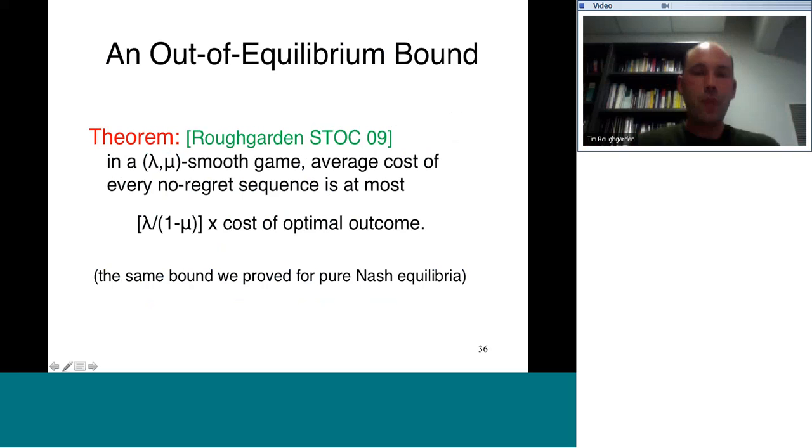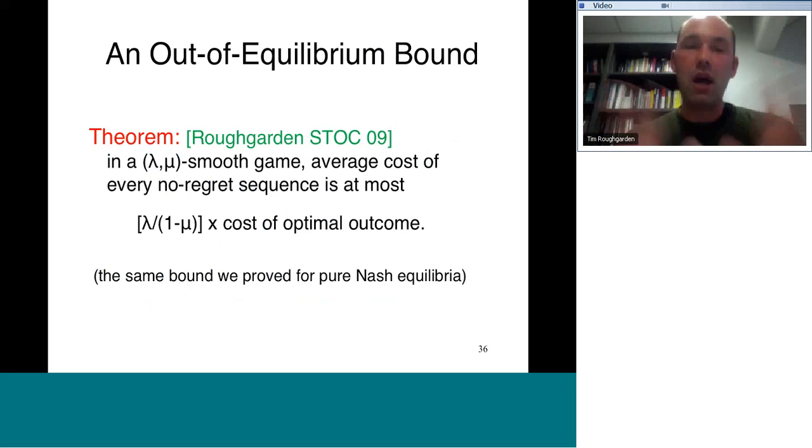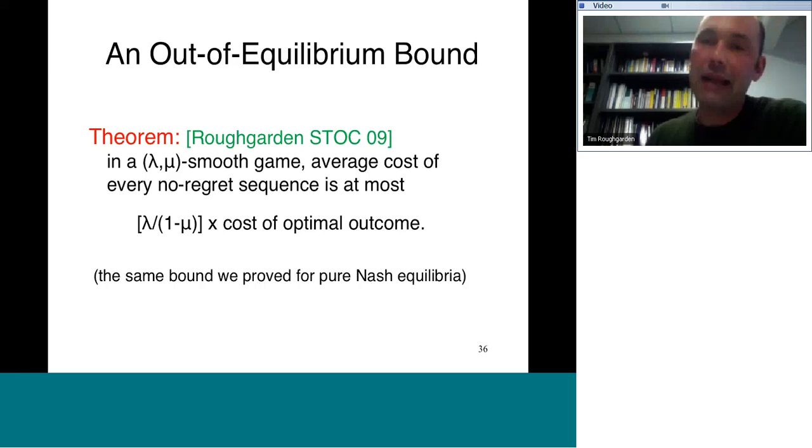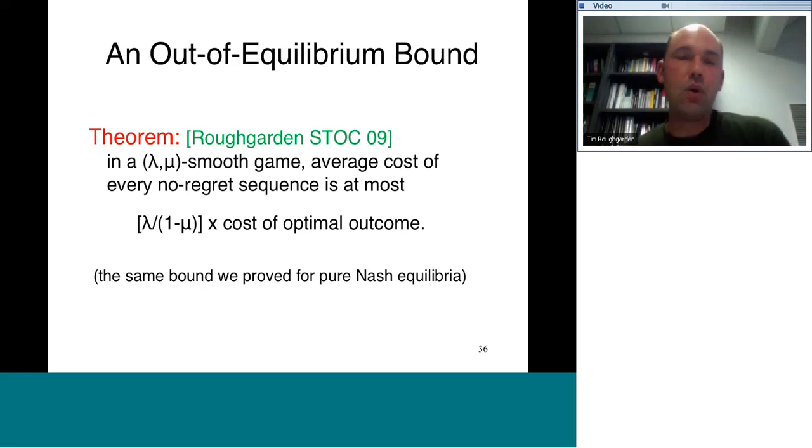Okay, so now let me actually prove for you that if a game is smooth, that is, if it satisfies that star inequality, not just for Nash equilibria but for all outcomes of the game, then that's a sufficient condition not just for Nash equilibria to be near optimal, but all of the other equilibria that we talked about as well. In particular, I'm going to prove that for smooth games, no-regret sequences, which I'll define on the next slide, have an approximation factor which is exactly the same as what we got for pure Nash equilibria. Just as one concrete example I should have said, on slide two we talked about routing games with affine cost functions.